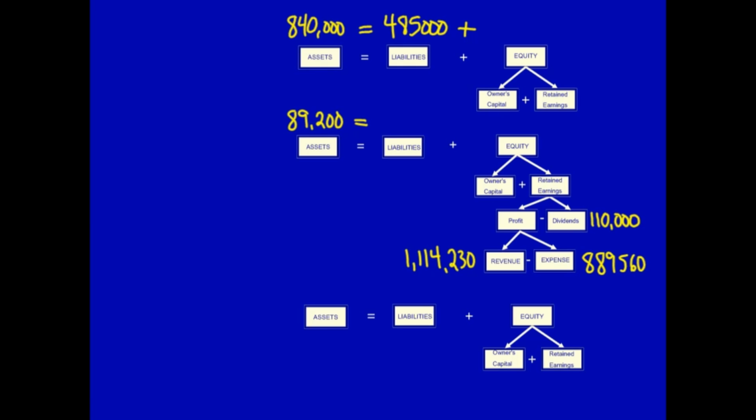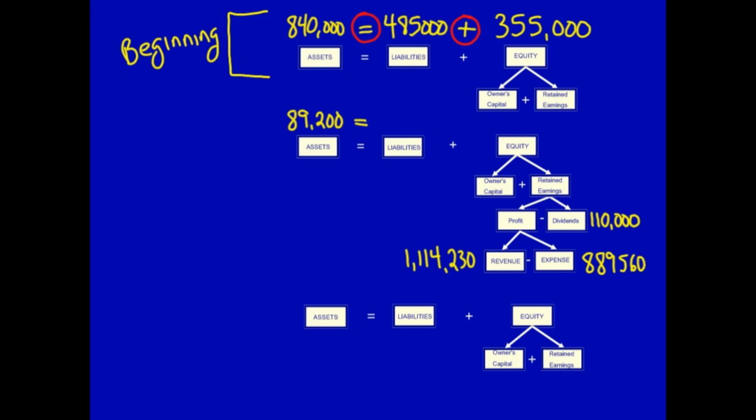I have to solve for my unknowns. Starting with beginning. Solving for equity, I know that it's equal to $355,000. How do I know this? Because the equation always has to work. The plus and the equal sign always hold true. All right, do I have any information about owner's capital or retained earnings? No, I don't. Remember that this does not mean that owner's capital and retained earnings are 0. It simply means that we don't have the details necessary to fill them in.